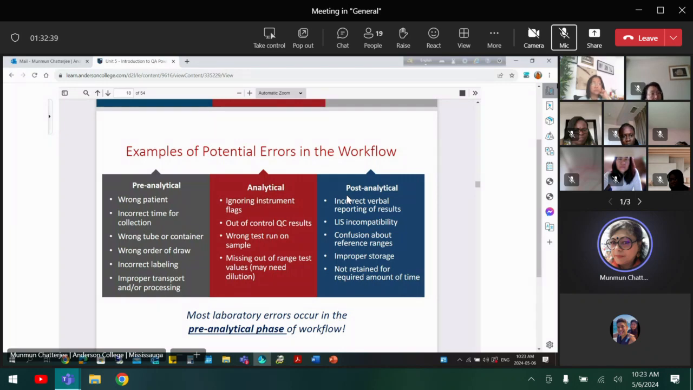So if I diluted 1 to 5 times, how much is going to be the value? Times 5. Times 5. So the dilution factor is very important. Okay, ma'am.